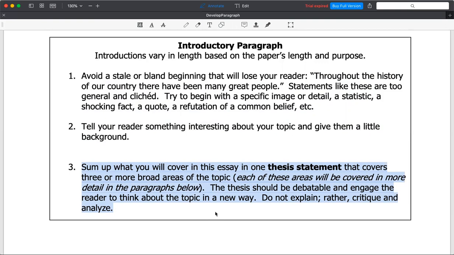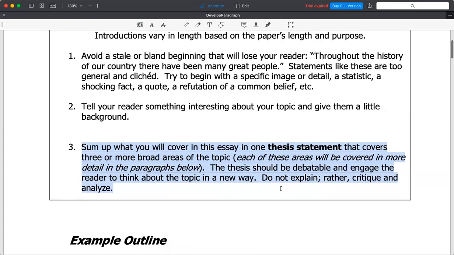You need to support one side of the argument and then clearly give 3 reasons, introduced within the last sentence of your introductory paragraph. It covers 3 or more broad areas of the topic. So each of these areas will be covered in more detail within the body paragraphs. You introduce 3 reasons for your thesis statement in the last sentence of your introductory paragraph, but then you explain it in the body paragraphs.